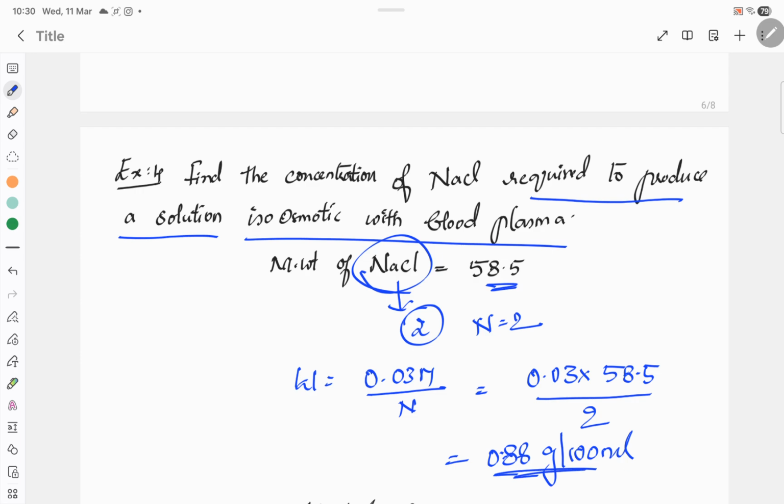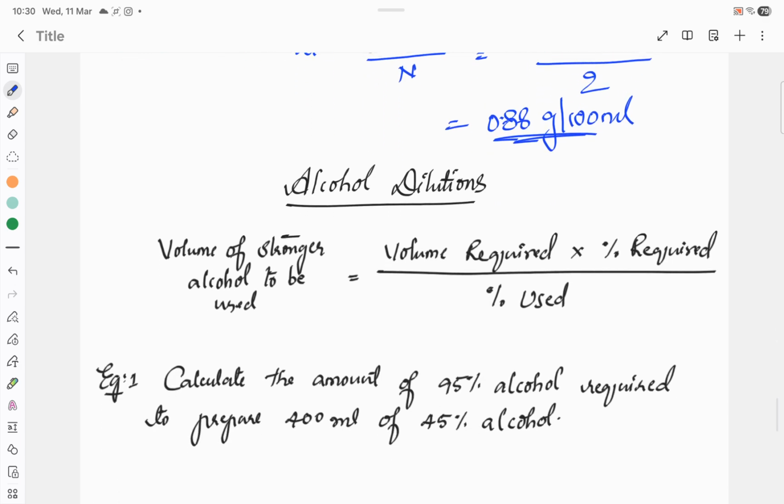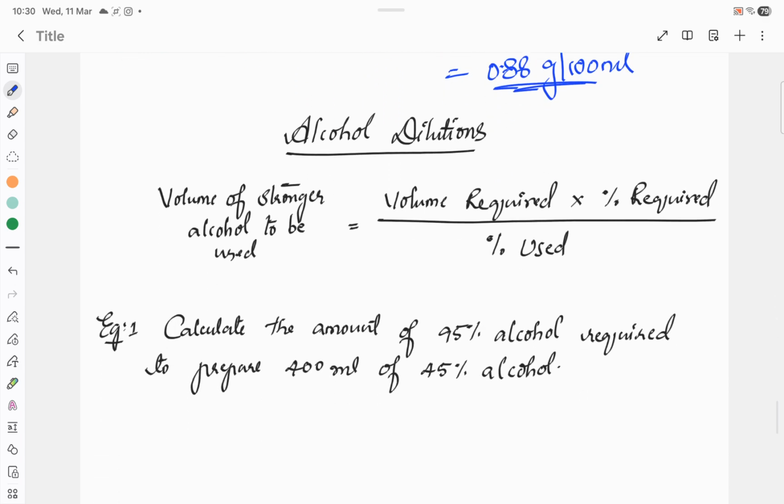This is how you will be calculating the isotonicity, or the amount of substance needed to adjust the tonicity of a solution, right? And then we have the alcohol dilutions. Alcohol dilution is nothing but how much of the stronger alcohol you have to take in order to prepare a certain concentration. So the formula is: volume of stronger alcohol to be used is equal to volume required multiplied by percentage required divided by percentage used.